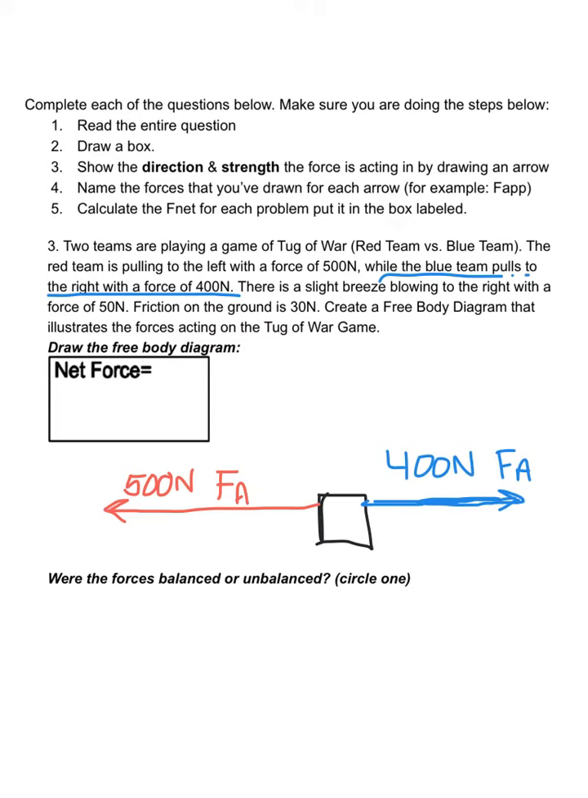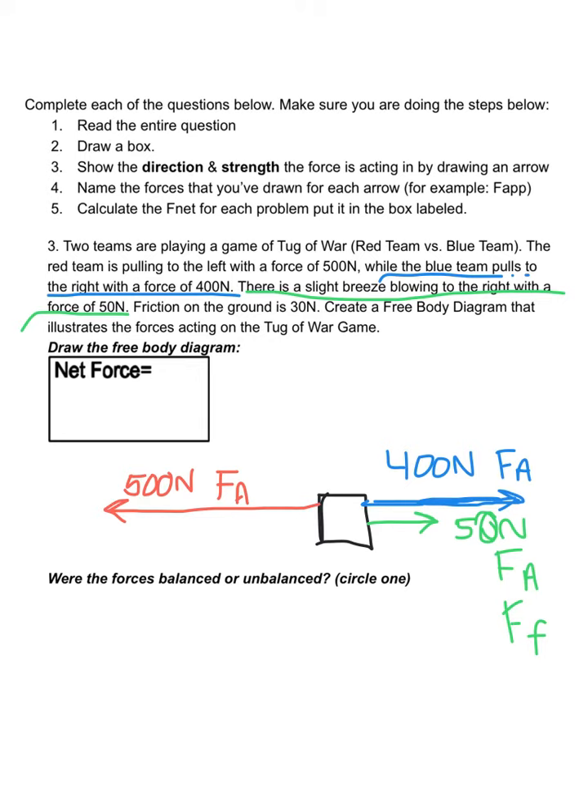And then it says there's a slight breeze blowing to the right with a force of 50 newtons. Okay, so there's 50 newtons. You could have said force applied, force of air resistance, force of friction. I would have pretty much taken anything. And then friction with the ground is 30 newtons. So if you messed this problem up, this is probably what you did, or probably where it went wrong.